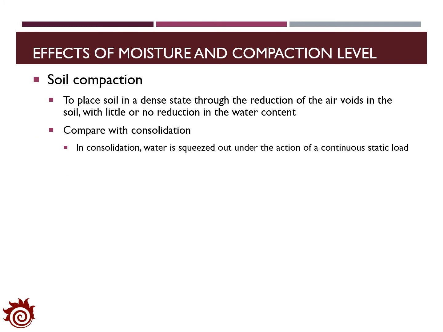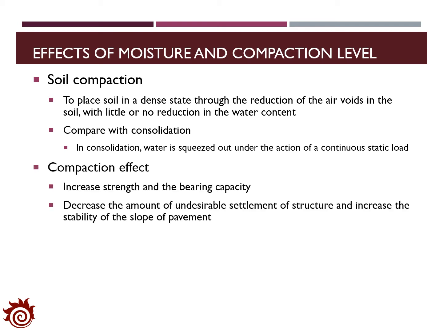Soil compaction is the procedure to place soil in a dense state. We know that due to the irregular shapes of the soil particles, there are a lot of spaces between these particles, and the air and water are filling these spaces. The compaction process is trying to reduce the air voids in the soil, while it does not have any impact on reducing the water contents. This procedure is very similar to soil consolidation. However, in the consolidation process, the water is squeezed out of the soil, which will result in lower water contents. However, the soil compaction will maintain the same water contents.